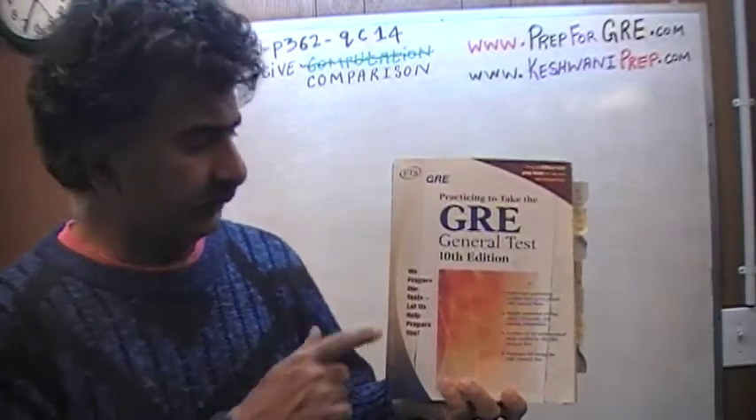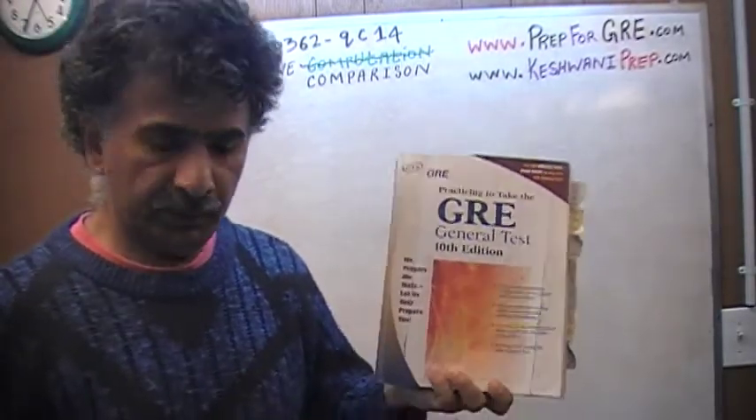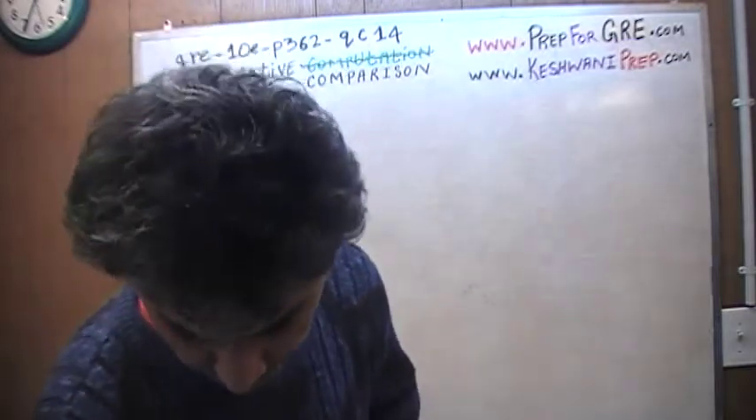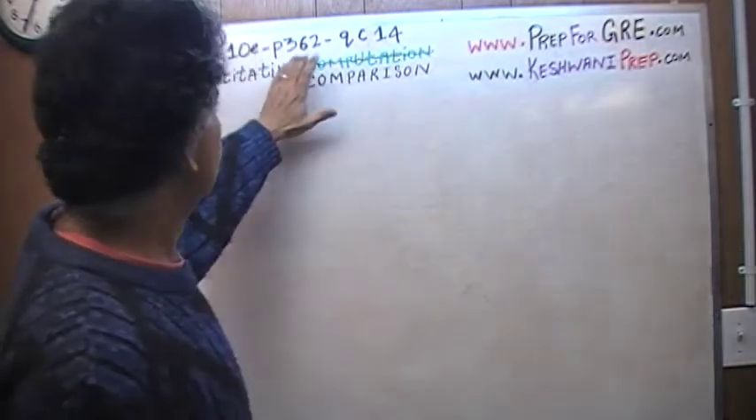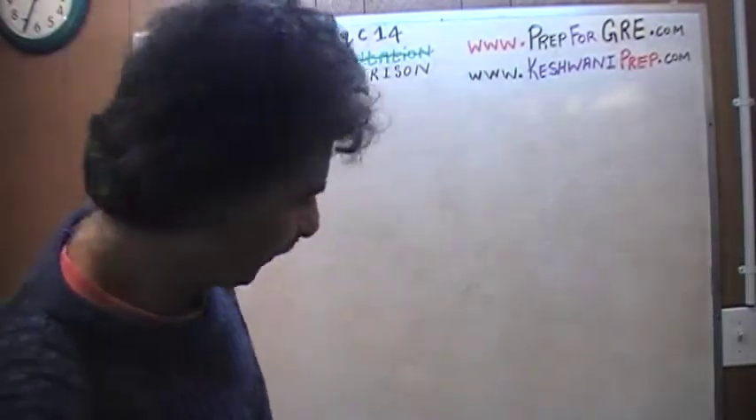I have been solving math problems for GRE out of this book here, practicing to take the GRE general test, the 10th edition. If you do not own this book already, purchase one immediately. The problem that I'm about to solve is the one that you're going to find on page number 362, number 14, the penultimate one.